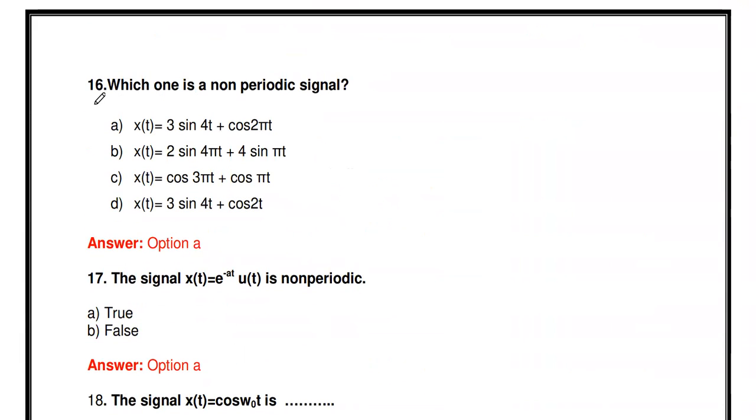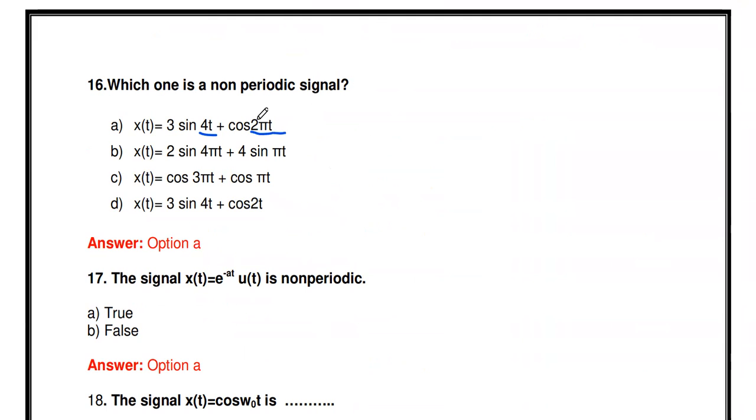Then the next one: which one is a non-periodic signal? According to this trick, we can see the first signal, 3 sin 4t plus cos 2 pi t. Here in the first term pi is not available, in the second term pi is available.